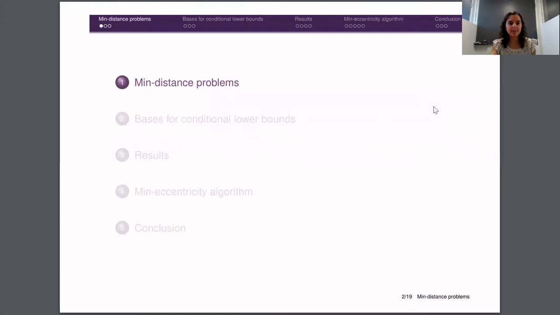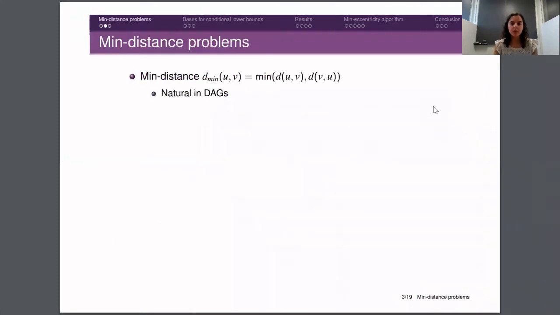So first, what are min-distance problems? Well, the min-distance between two vertices u and v in a graph is the minimum of the distance from u to v or from v to u. You might care about this, for example, if you have a doctor and a patient, and you don't care who goes to see who as long as they do it as fast as possible.